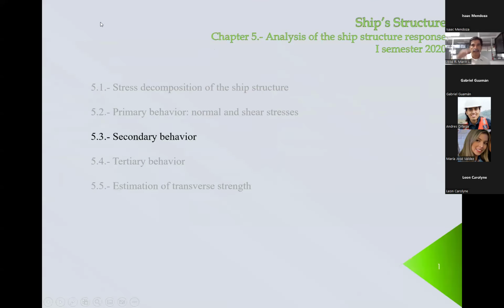So this is the content of this chapter. You see that we have already covered the first two parts. Now we have to say a couple of words about secondary behavior. Secondary behavior, you will see that we can run faster because there are many details which were basically reviewed in chapter 1. Basically what we do is we convert this problem into a group of beam problems, as simple as that. That gives us a nice approximation.